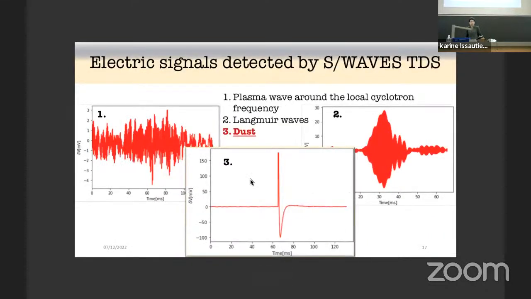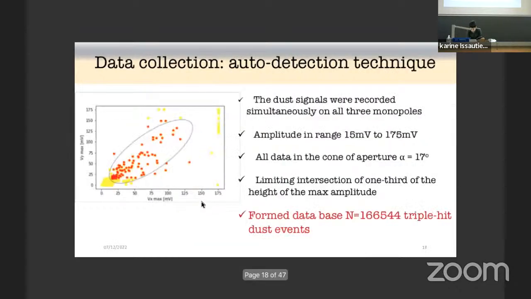When you look into the electric signal data from both STEREO satellites, you can see something like this. Those are some examples. There are a lot of different things that you can find inside. But one of the snapshot types is related to dust, and we were interested just in those events. So we had to find a way to distinguish those events from the whole database. How did we do it? We had to make some assumptions.